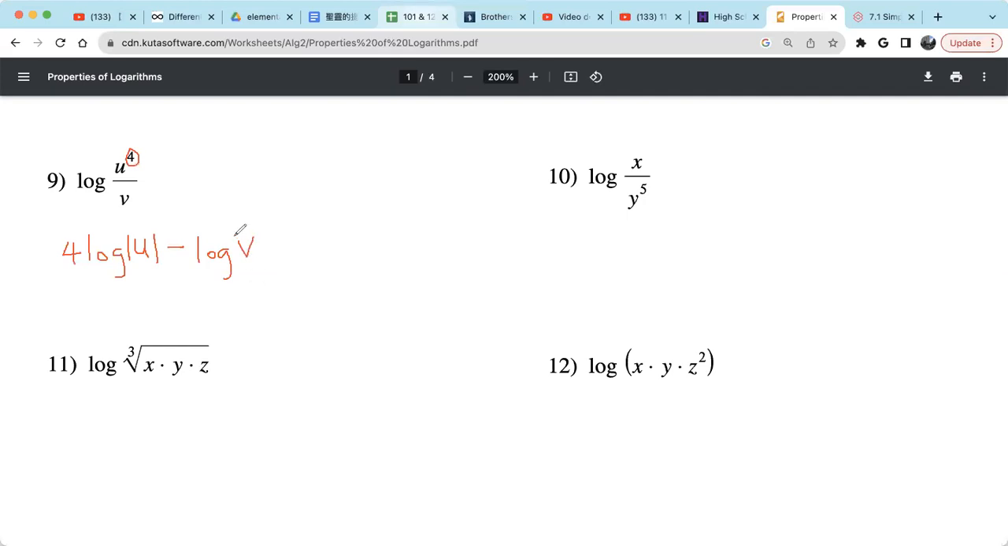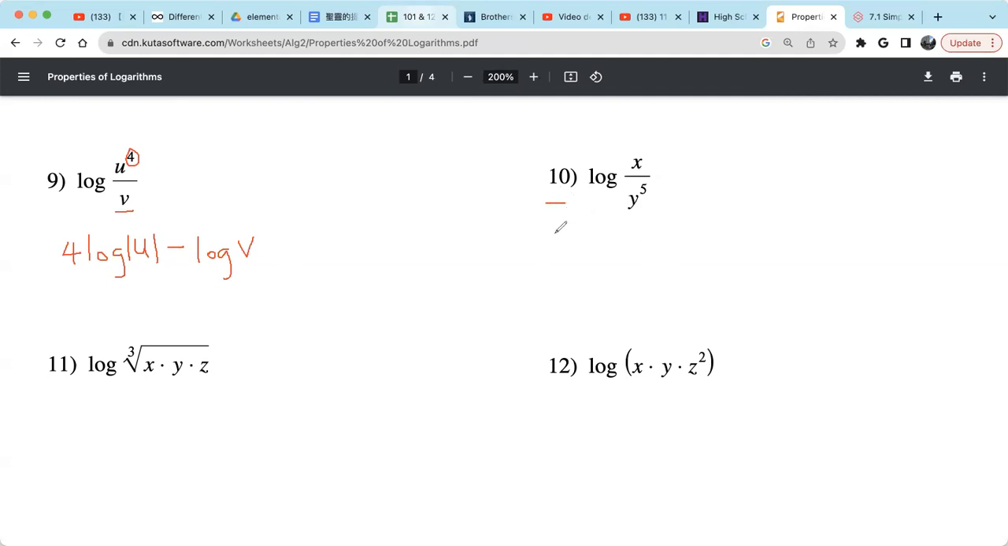And log v, we don't have to use an absolute value sign because log v from the beginning is itself. But u is being raised by an even number. If a negative number is raised by an even number, it becomes positive. So we want to force this u to be positive.